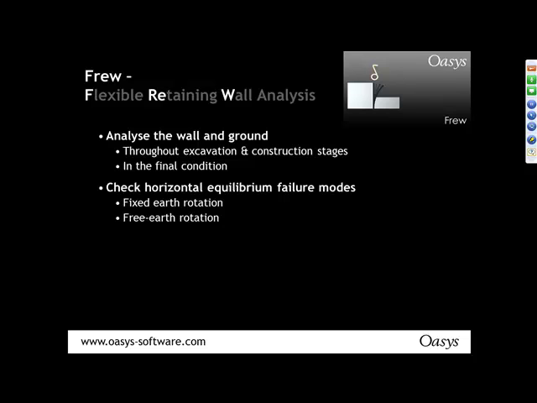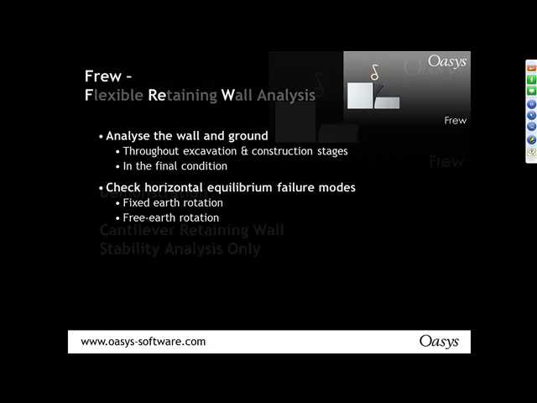So having covered a lot of the features of Frew and also the way it works in terms of inputs and outputs in the basic analysis, I'm just going to quickly summarize what Frew does. And that is that it analyzes the wall and ground throughout the excavation and construction stages and in the final condition. It checks horizontal equilibrium failure modes for fixed earth and free earth rotation as well.